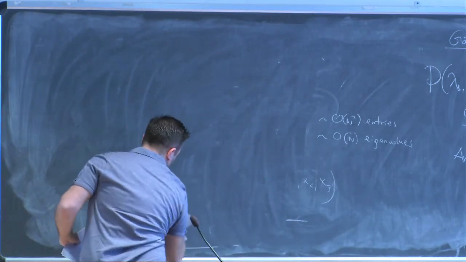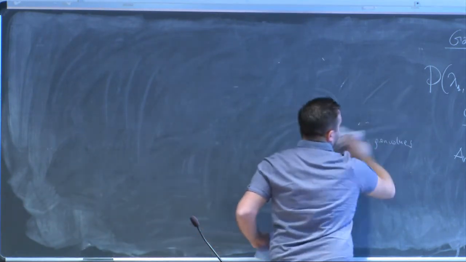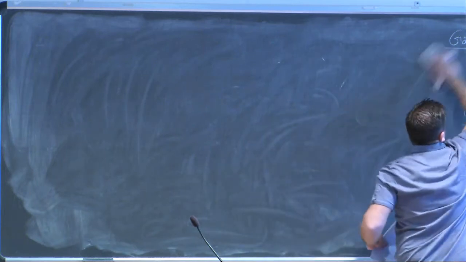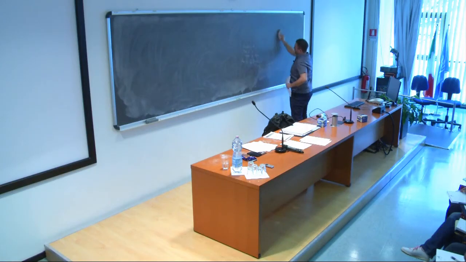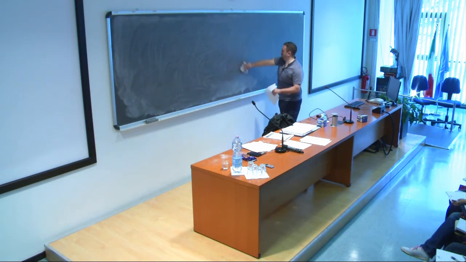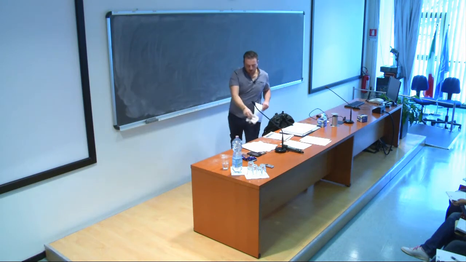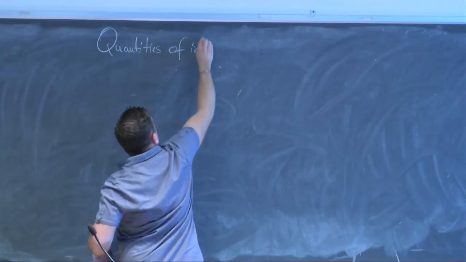Now we ask what kind of quantities are interesting to compute in random matrix theory. So we start with the simplest quantities of interest.